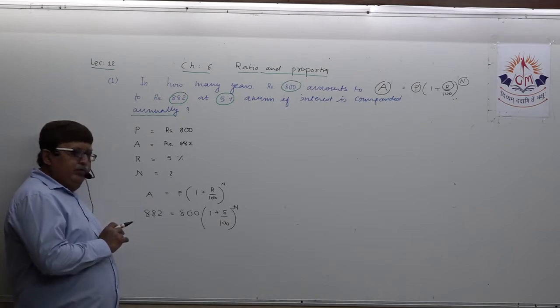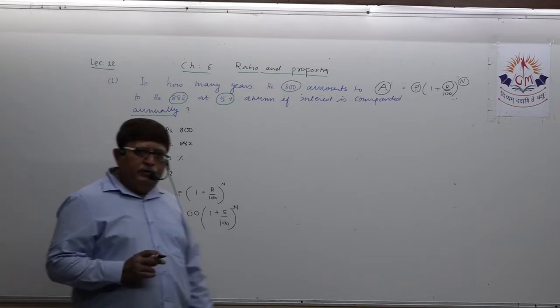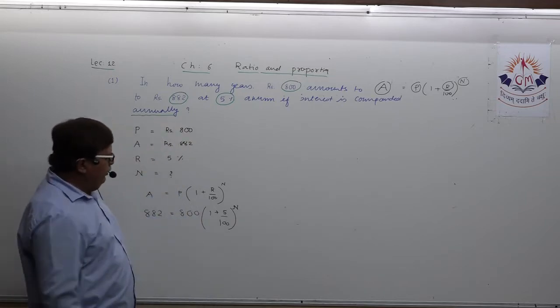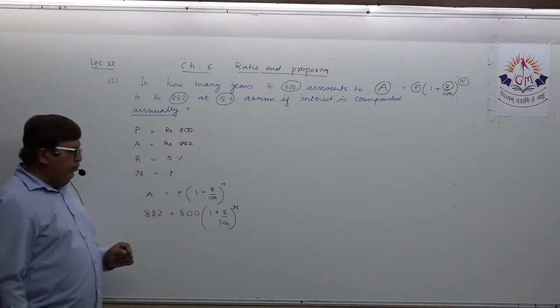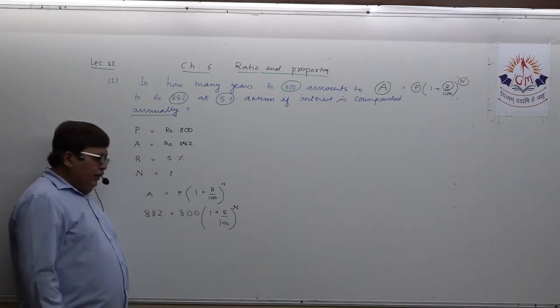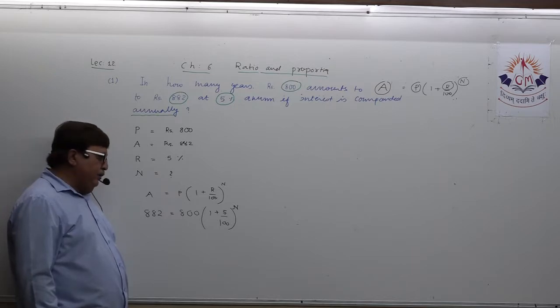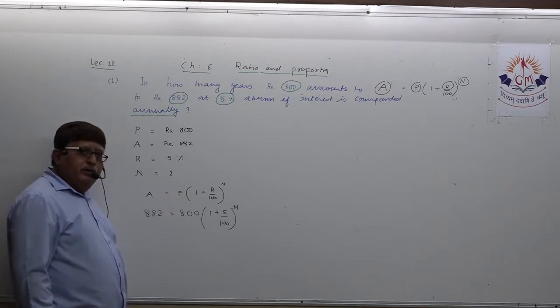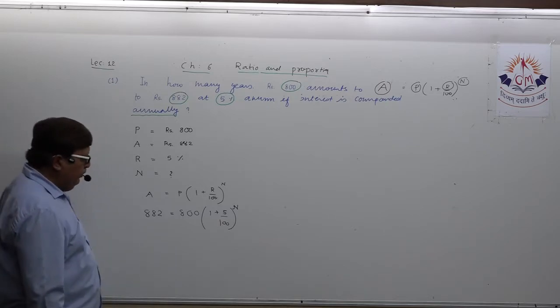A equal to P into 1 plus R upon 100 raised to n. The basic formula has been written. Then the values are substituted. 882 equals 800 into bracket 1 plus 5 upon 100 raised to n.